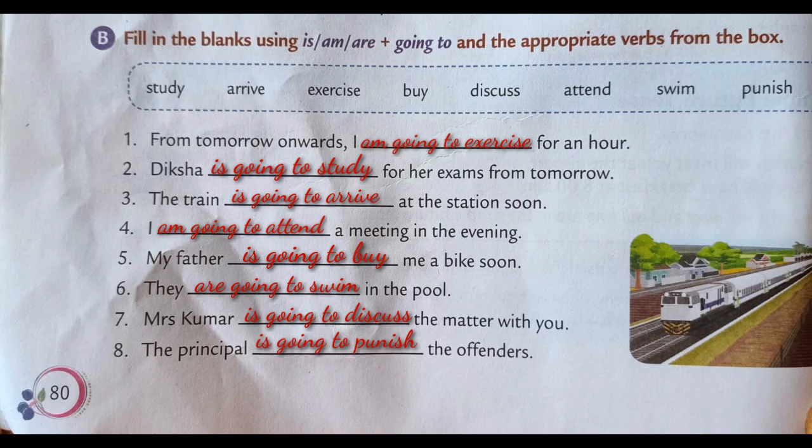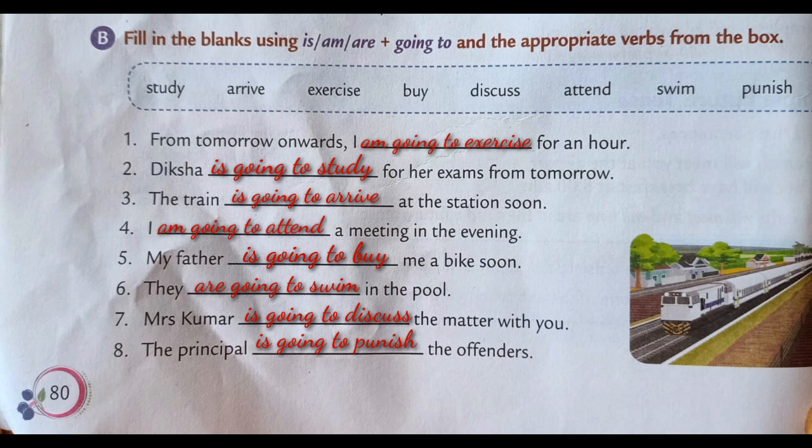Then, exercise B. Fill in the blanks using is, am, or are plus going to and the appropriate verbs from the box. Here, the given verbs are study, arrive, exercise, buy, discuss, attend, swim, punish. These are verbs given inside the bracket. Children, we already learned we can use am, is, or are going to plus base form of the verb to talk about something that is certain to happen in the near future. So now we are going to describe action that will happen in the future.